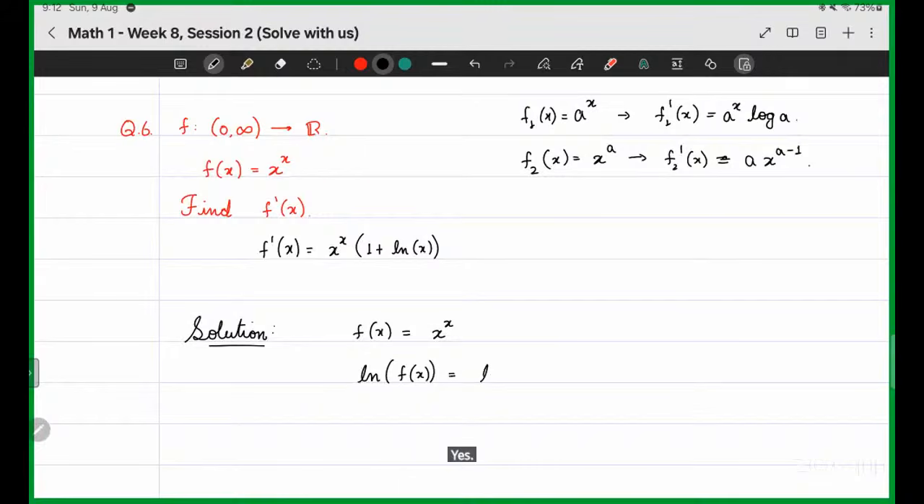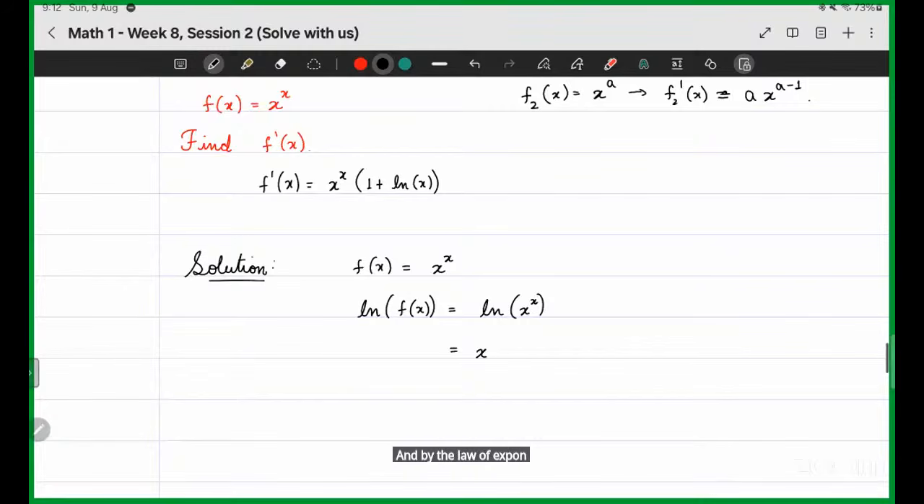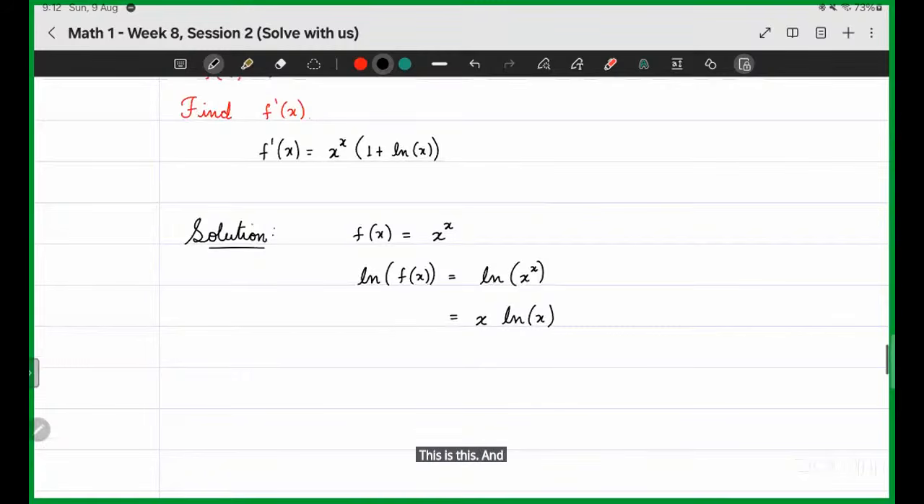So this would be log of x to the x, and by the law of exponents, this is x log x. Now I can differentiate on both sides, right? I will do the differentiation of the left side first. It's a composition of two functions, so you will have 1 by f of x times f prime of x. This is an application of the chain rule.